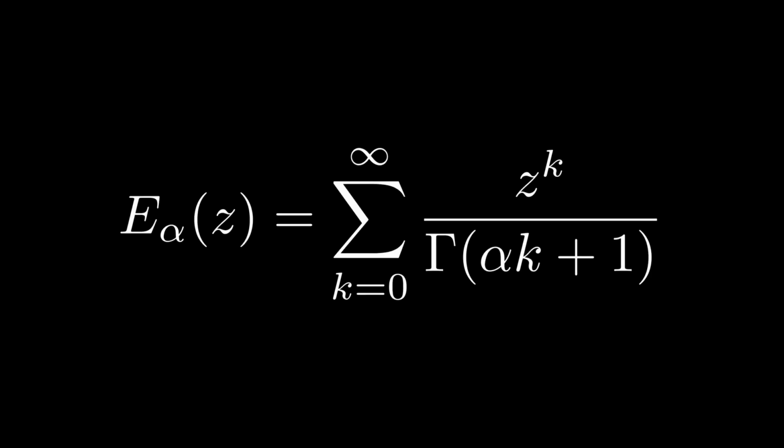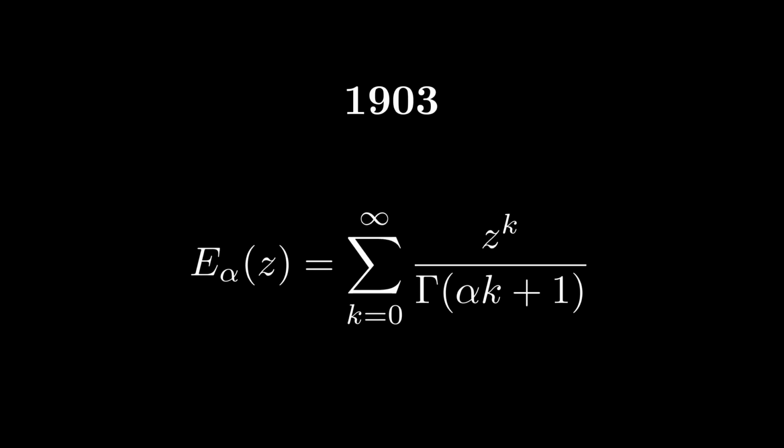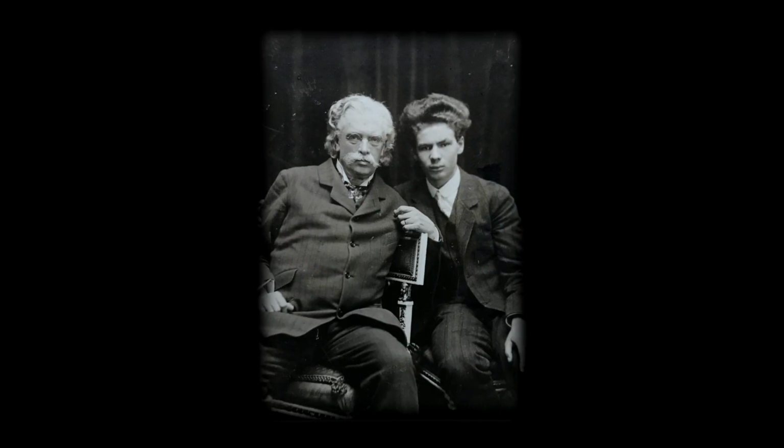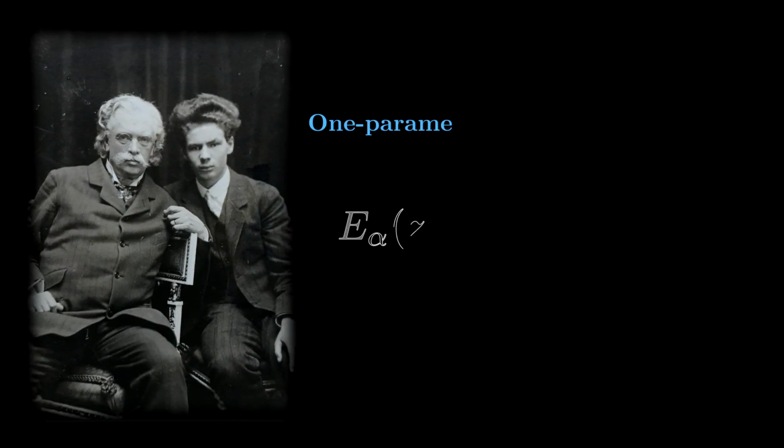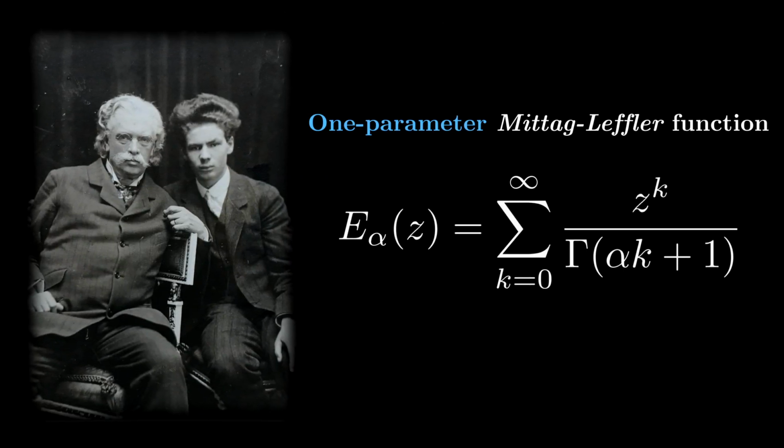The Mittag-Leffler function is a natural generalization of exponential functions. Its simplest form was introduced in 1903 by the Swedish mathematician Magnus Gustav Mittag-Leffler. The function is also referred to as the one-parameter Mittag-Leffler function. It was later generalized to accommodate two or more parameters.